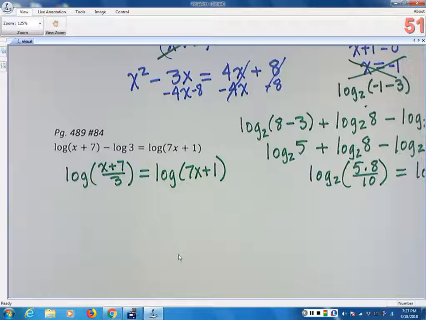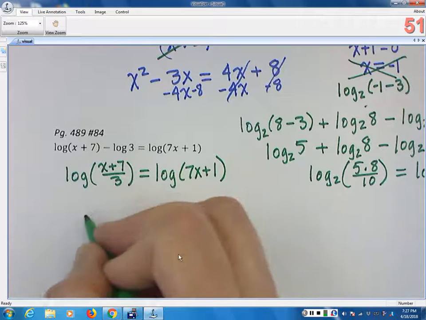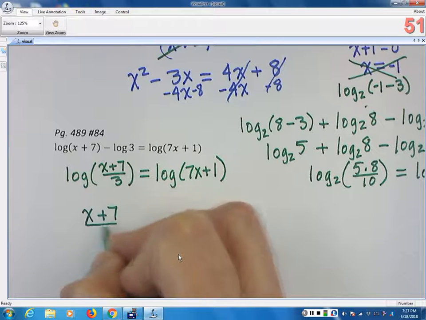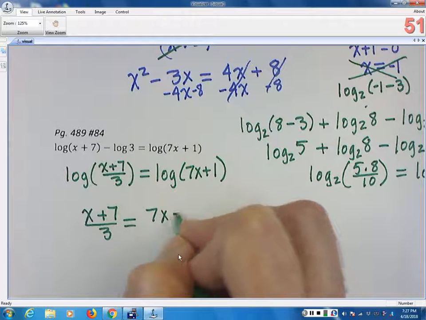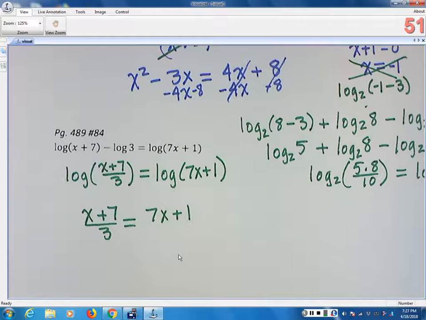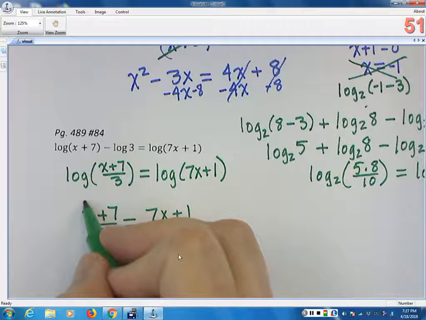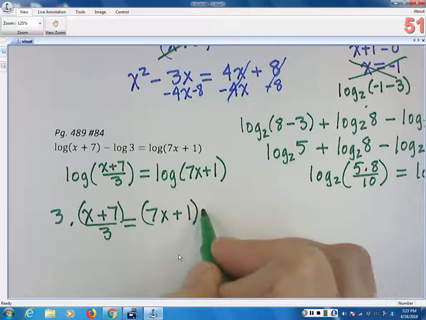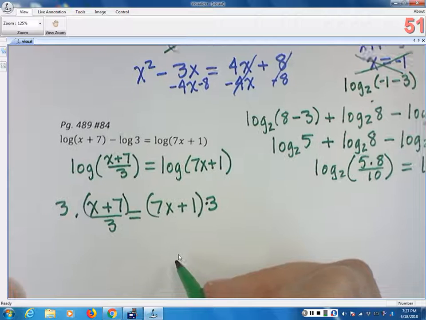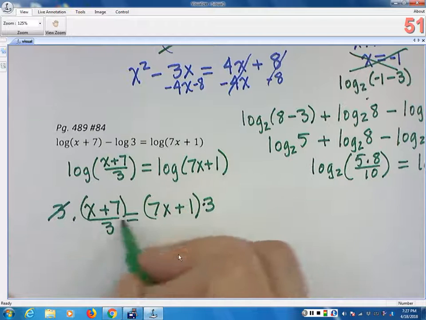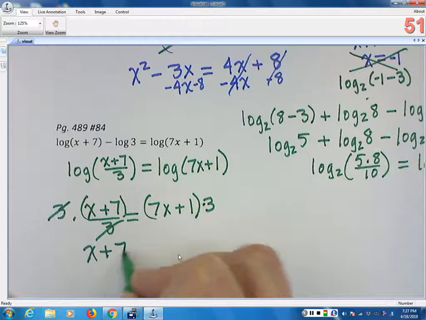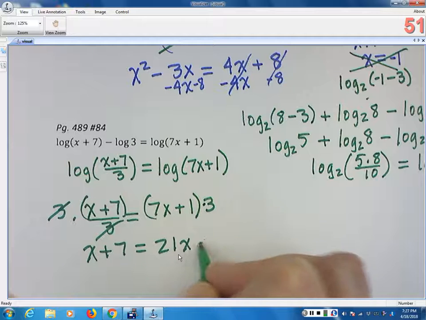And that's base 10. If it doesn't say the base, it's 10. It's log base 10, we don't have to write the base. Now, this is a single log equals a single log, same base, so the insides must be equal. So (x plus 7)/3 has to equal 7x plus 1. So I can multiply by 3, times 3. Okay, so we could cancel that, so x plus 7 equals 21x plus 3.